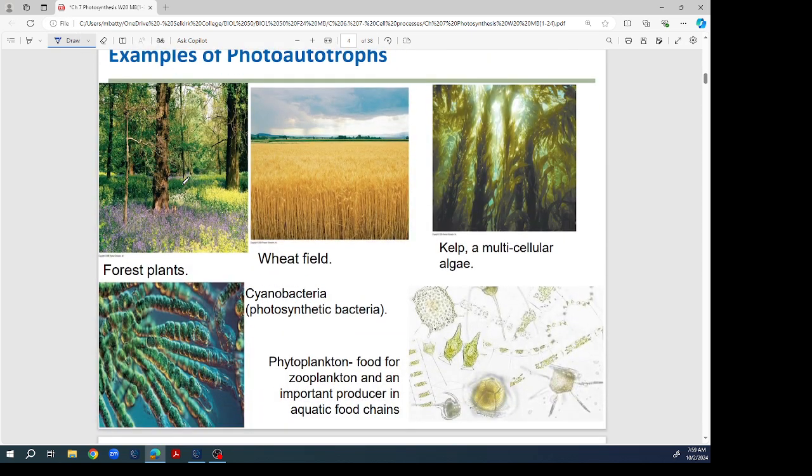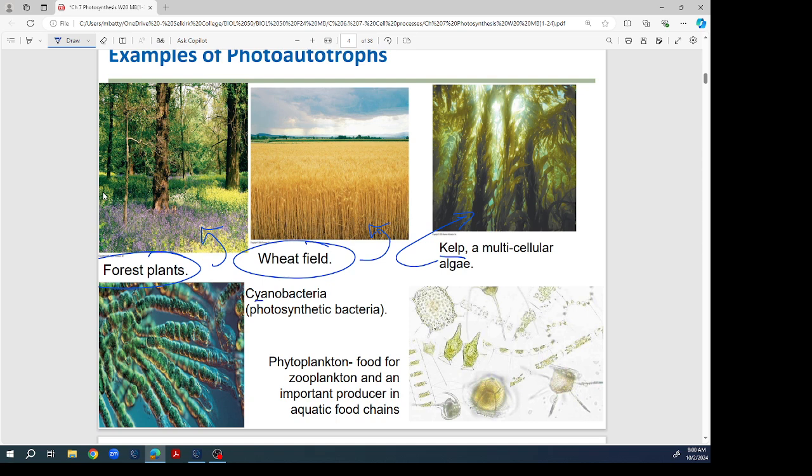Here are those examples. So, this is probably what you think of, forest plants, perhaps agriculture and a wheat field. Water produces a lot of photosynthesizing organisms. And so kelp is a good example. We could have kelp forests. And so water-based organisms that photosynthesize are an important contributor globally to all the organisms photosynthesizing.